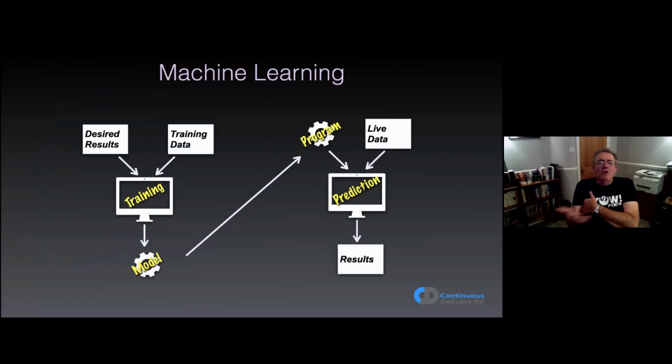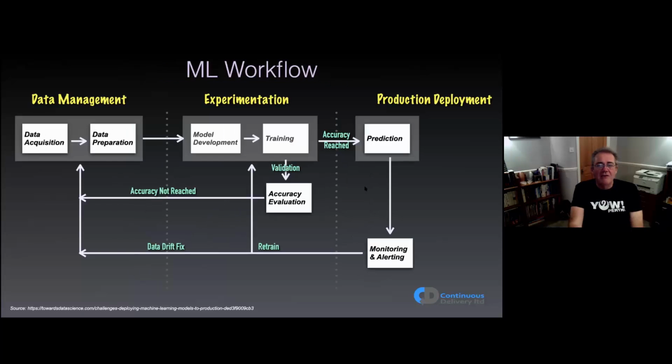The normal kind of pattern of what's going on with machine learning is something like this. We're going to have some desired results, some target that we're going to try and achieve, and we're going to throw some training data at it, and we're going to train the algorithm in order to be able to generate a model, at which point we'd like to be able to deploy that model into production and have it operate on live data and make predictions and results.